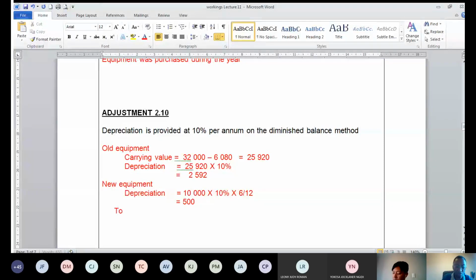So if I want to know what is my total depreciation expense for the year, it would be the depreciation on the old equipment of 2,592 Rand plus on the new equipment of 500 Rand, and therefore my depreciation expense is the amount of 3,092.